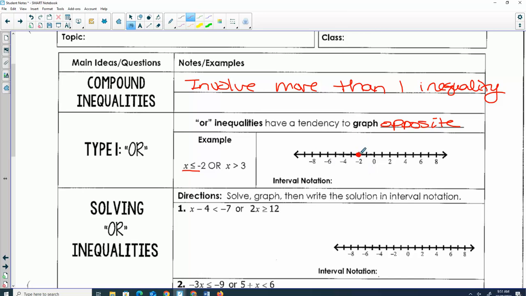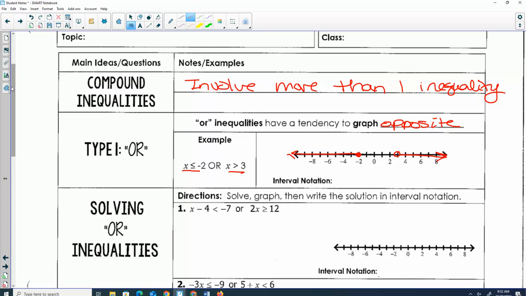So less than is smaller, so that's going to the left. Or x is greater than 3. No equal to, so it's an open circle. Greater than goes to the right. So when we look at this, it's going two opposite directions. I am not going to worry about the interval notation for these. It becomes a little complicated because they're going two separate directions. So that is not going to be our focus right now. We are just talking about the solution in the graph.